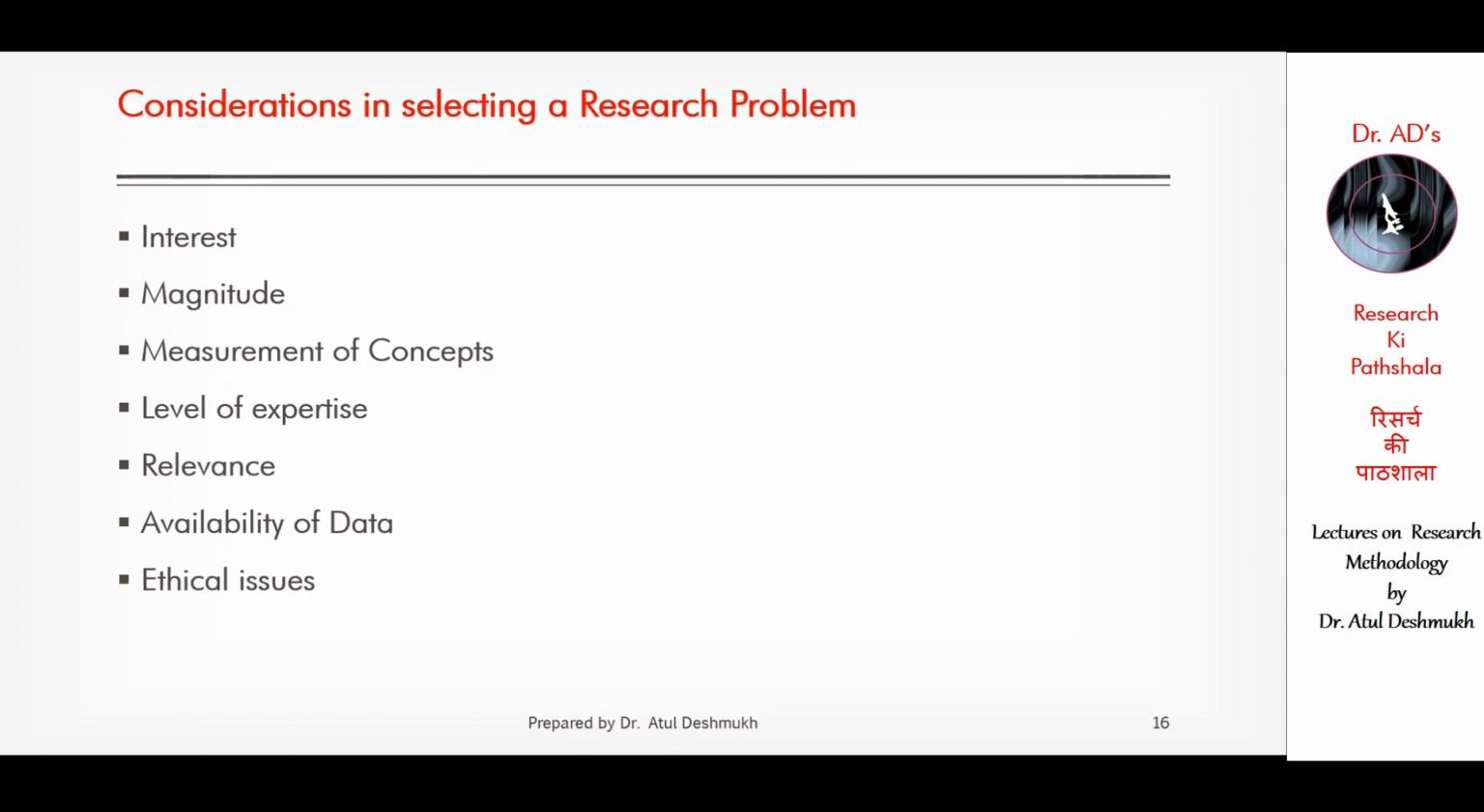First is interest. It should be of your interest. It should have good magnitude, so that you will be able to add something new to the existing body of knowledge. You should be able to measure that concept, whatever research problem you have. You should have a certain level of expertise. Having completed your masters, you must be expert in your area, so at least there should be some level of expertise related to your research problem.